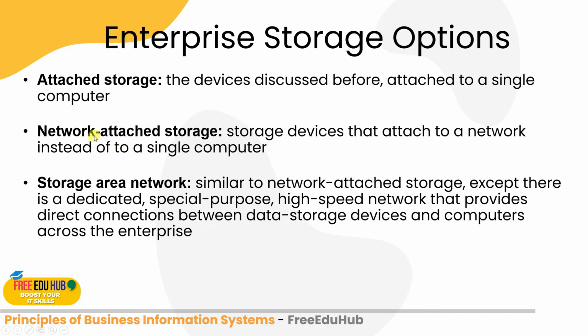Now we have enterprise storage options. It has attached storage, the devices discussed before, attached to a single computer. For example, we'll have different kinds of storage like SAN or NAS storage that we have mostly on the network, through which we are using roaming profiles and other storage for the members of the group. Then we have network storage devices attached to the network. Then the storage area network is similar to network attached storage, except there is a dedicated special-purpose high-speed network that provides direct connections between the data storage devices and the computers across the entire enterprise.